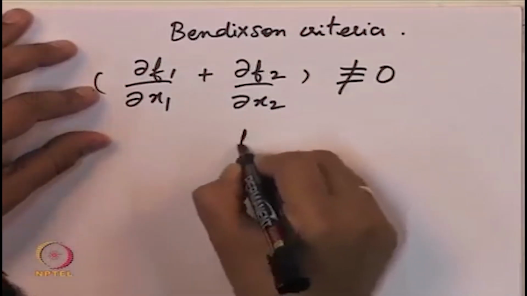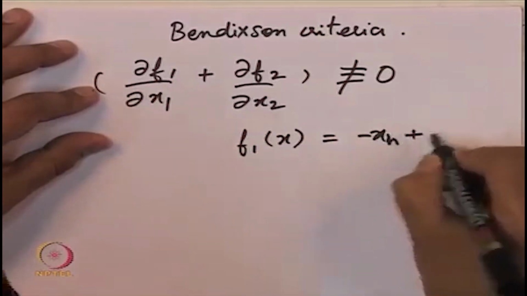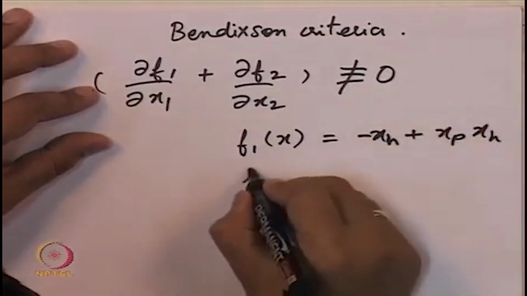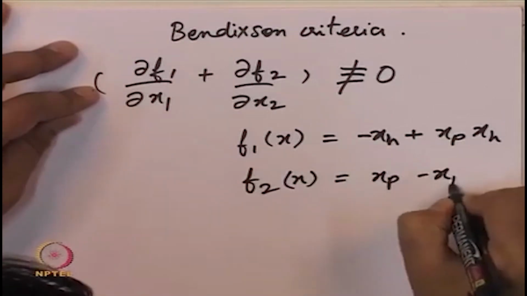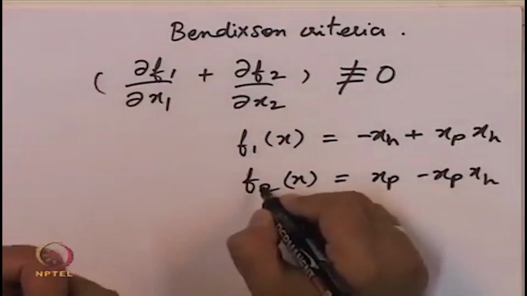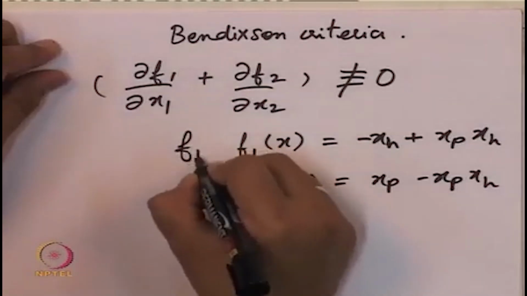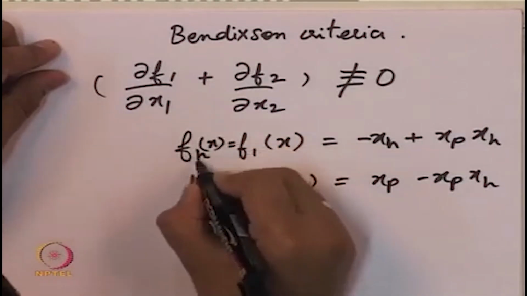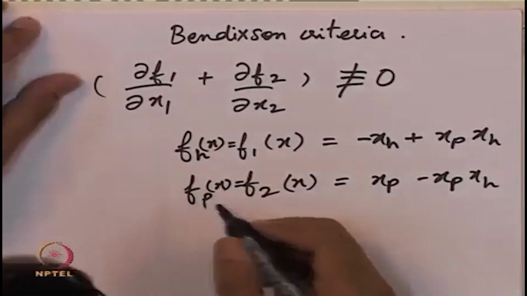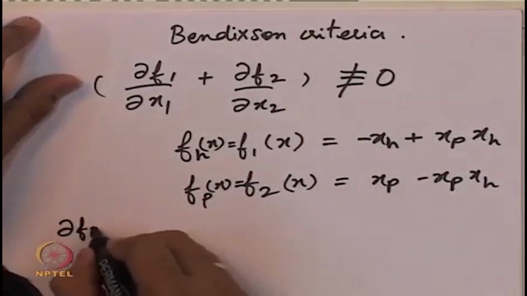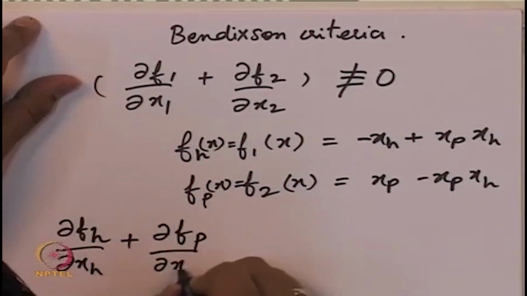For our example, f1 of x was equal to minus xh plus xp times xh, and f2 of x is equal to xp minus xp times xh. So this f2 we could also call fp, and this is equal to fh. fh denotes the rate of change of xh and fp denotes the rate of change of xp. So let us evaluate del fh by del xh plus del fp by del xp.